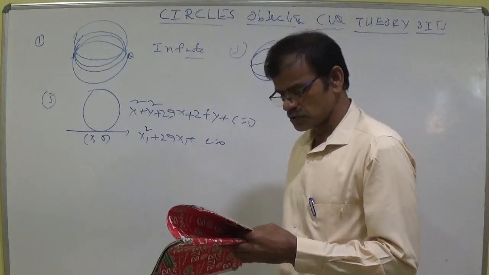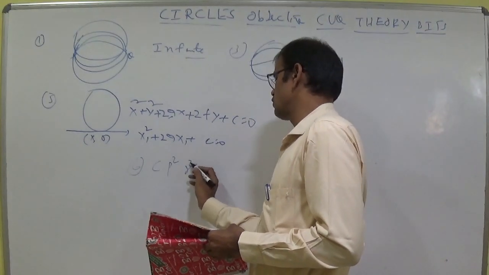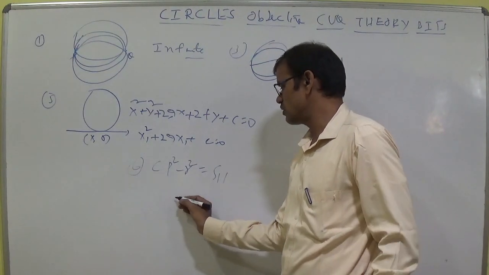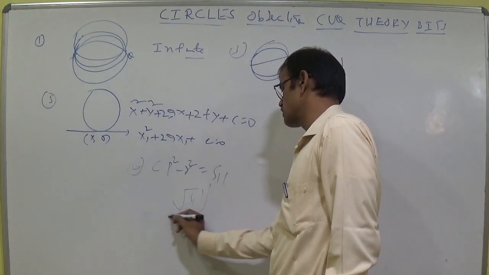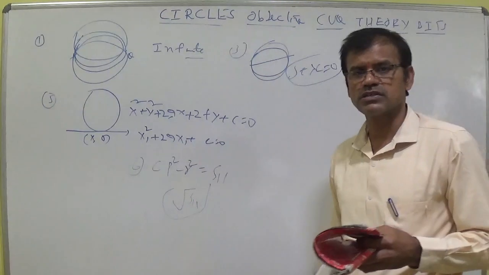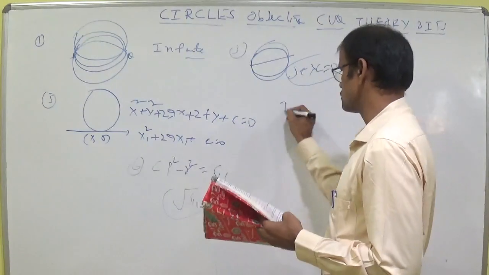Next, sixth question, geometric mean. Just today I said the concept that CP square minus r square equal to S11. If he is asking geometric mean, you can say it is root of S11. That's all. Mod he has given because length is always positive. Second option.